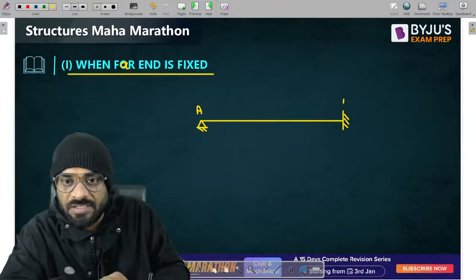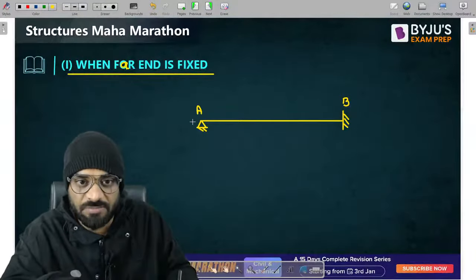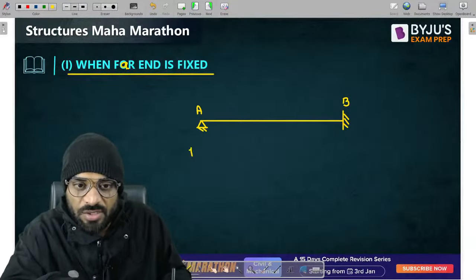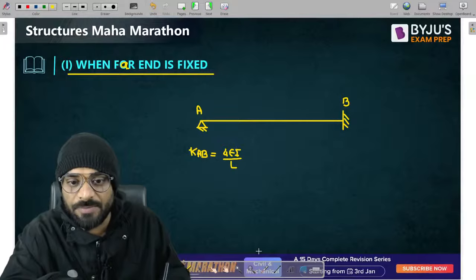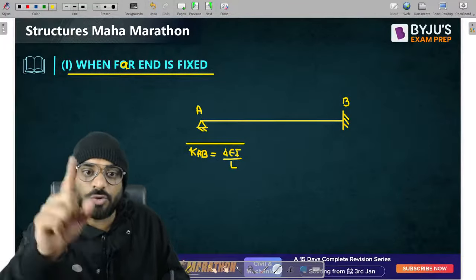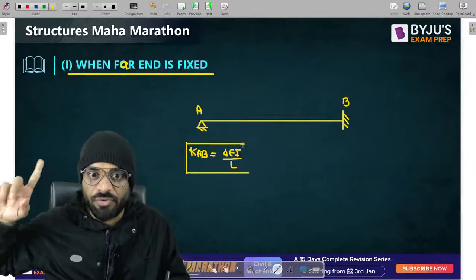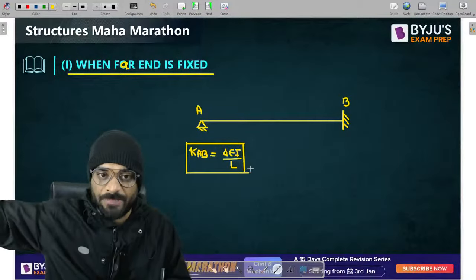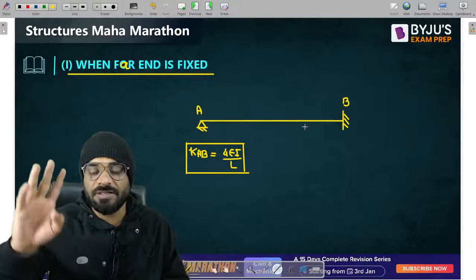This is A, this is B. And where we write the value of stiffness, let me show you that also. The value of stiffness from A to B is equal to how much? Do you remember this? 4 EI by L. From A to B, it is 4 EI by L, not from B to A. Getting a point? It is basically A to B, 4 EI by L, when far end is fixed.